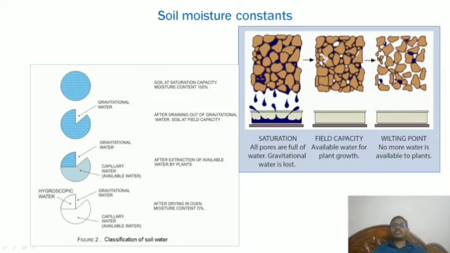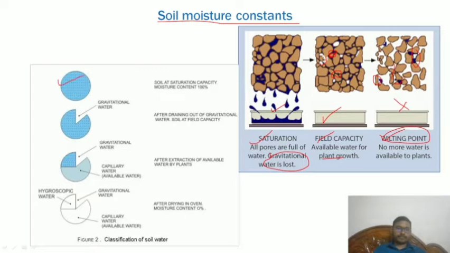Next, soil moisture constants, in particular saturation, field capacity, and wilting point. Now we can see all pores are full of water and gravity water is lost. At field capacity, there is available water for plant growth. Inside we can see the availability of water is possible. But at the wilting point, there is no water; only very small drops remain that plants cannot extract. So here it is good, here it is not good, and here gravitational water is lost.